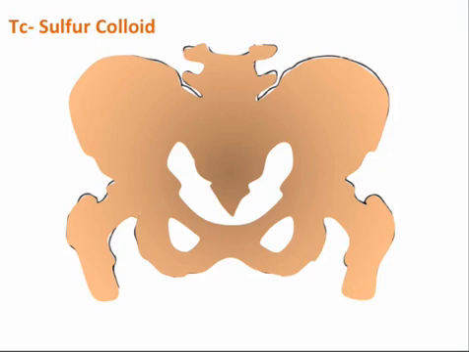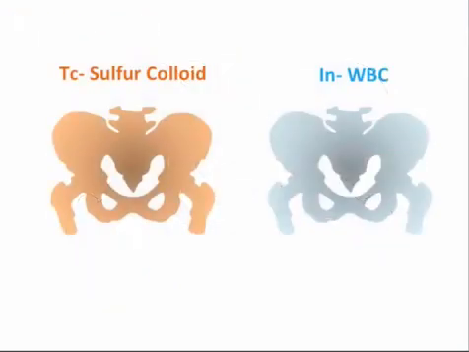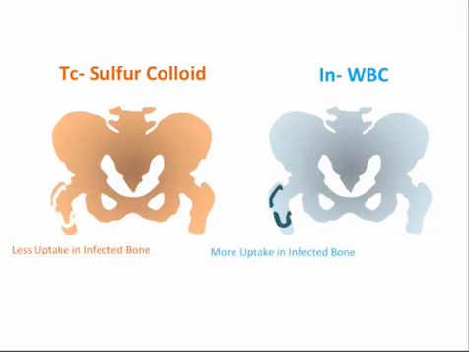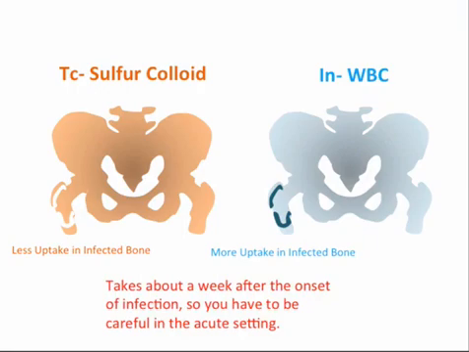So here's a sulfur colloid, here's a white blood cell scan, so something like this. But in areas that are infected, you'll have downregulation of the sulfur colloid and upregulation of the white scan. So like that. So less uptake in infected bone for sulfur colloid and more uptake in infected bone for the indium white blood cell scan. Now, it can take about a week after the onset of infection, so if you have a hyperacute infection, you can still miss it.